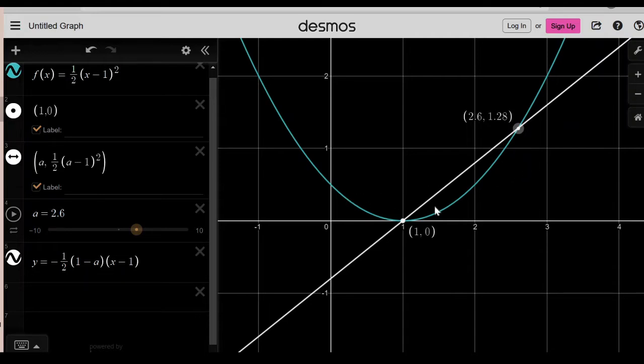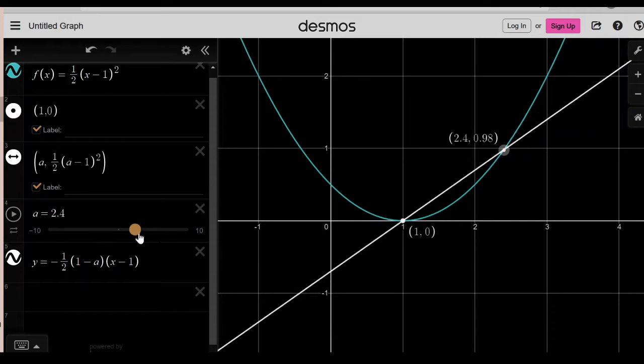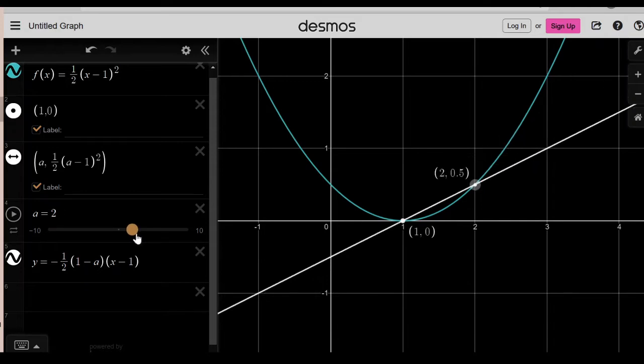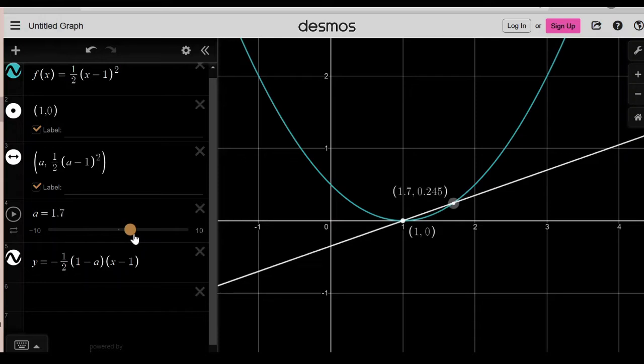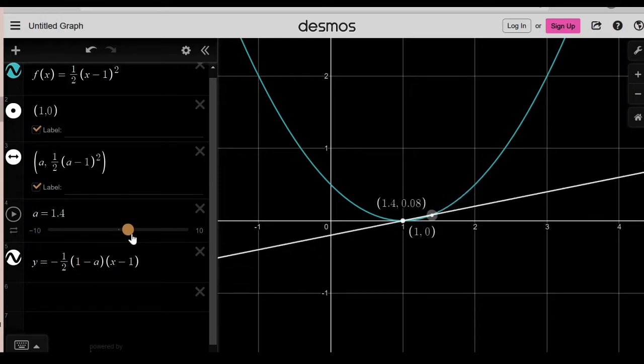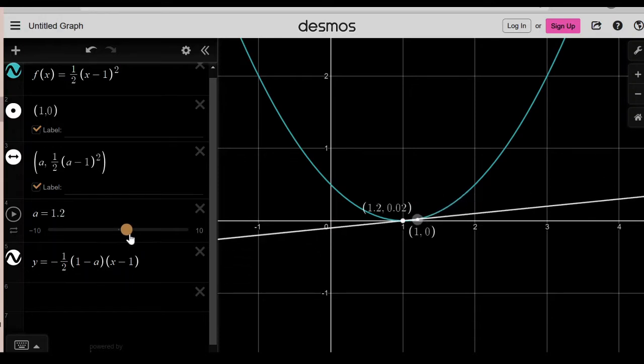Now what I'm going to do is use a slider to ever so slowly move this right-hand point closer and closer toward this anchor point here at 1, 0. Watch what happens to the secant line as I move that right point in. In we go. The right point gets closer and closer to 1.